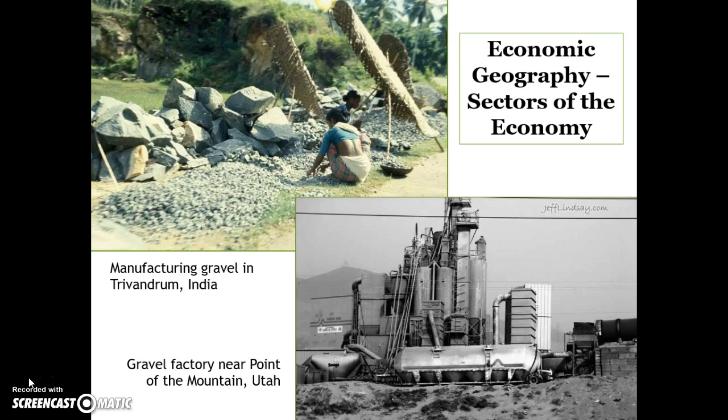Remember, just like there's different ways to do agriculture, there's also different ways to do all kinds of industrial activities. So for instance, our two pictures here are all about manufacturing gravel. In the top picture, what the person's doing is literally beating one rock with another in order to break the rocks up into much smaller pieces, right? Versus the gravel factory in Utah, where they send it all through machines and they let machines do all the hard work.